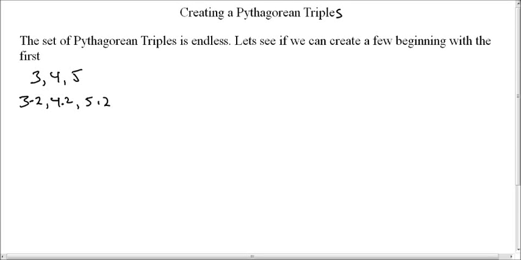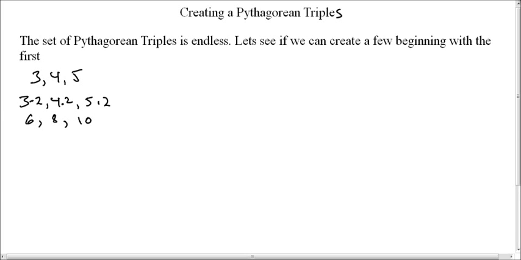Okay, let's see, can we create some Pythagorean triples? Let's start with the very first set, which is 3, 4, 5. We already said that if we take each particular integer and scale it up by 2, we can create the next triple, which is 6, 8, and 10.